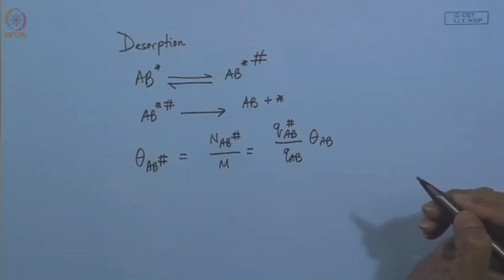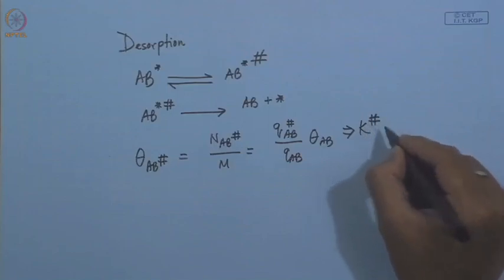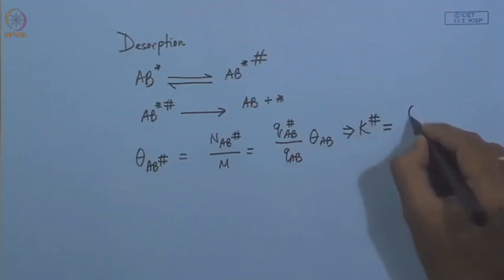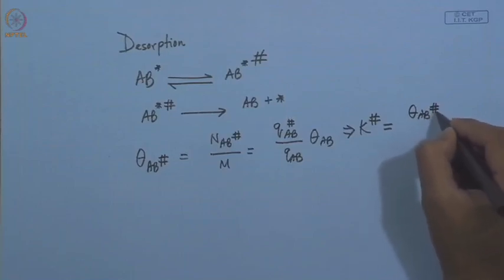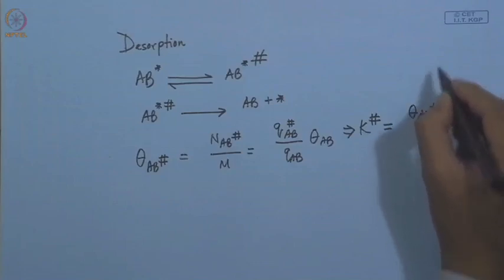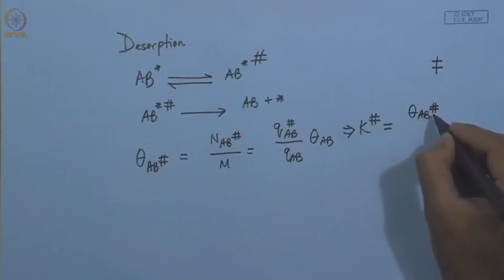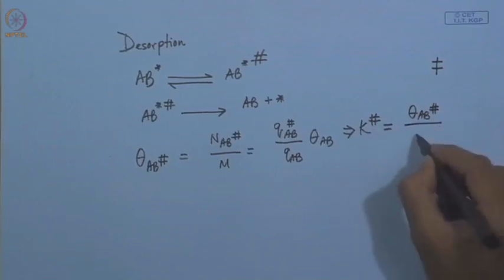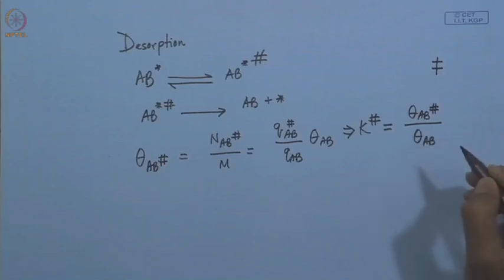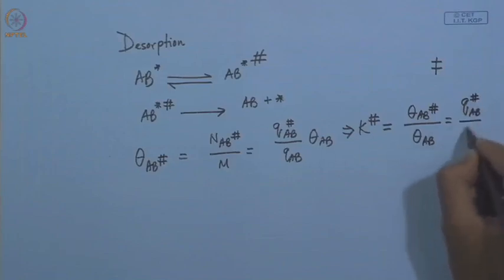From this it can be written that K double dagger theta AB. In some books you will find that in place of this hatch the symbol is a double dagger, and sometimes it is called the pound symbol. So, K double dagger is equal to this by theta AB, which is equal to QAB double dagger divided by QAB.